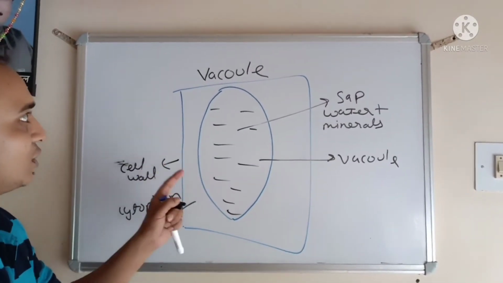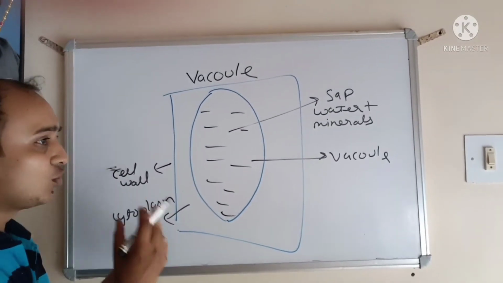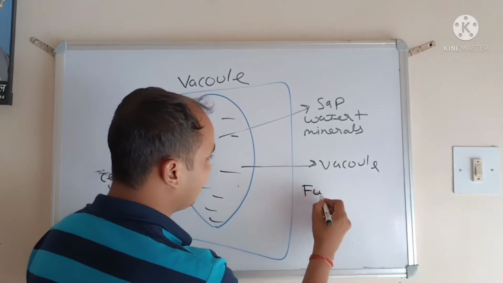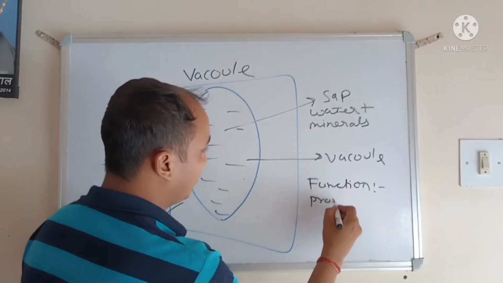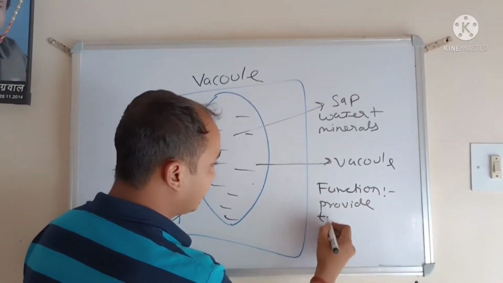So this vacuole contains water plus minerals. And what is the role of vacuole? Its function is to provide turgor pressure.